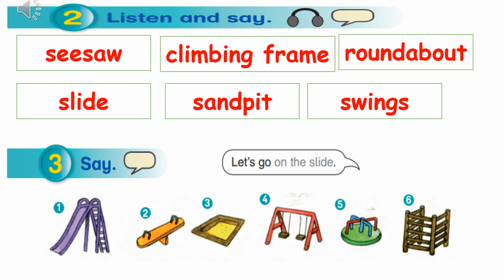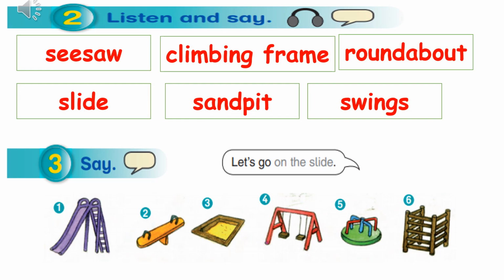Great job. Now, the last exercise here in this period, exercise number 3, say. Look at the speech bubble. Let's read the sentence together. Let's go on the slide. Here, I want you to use this expression. Let's go on the slide.